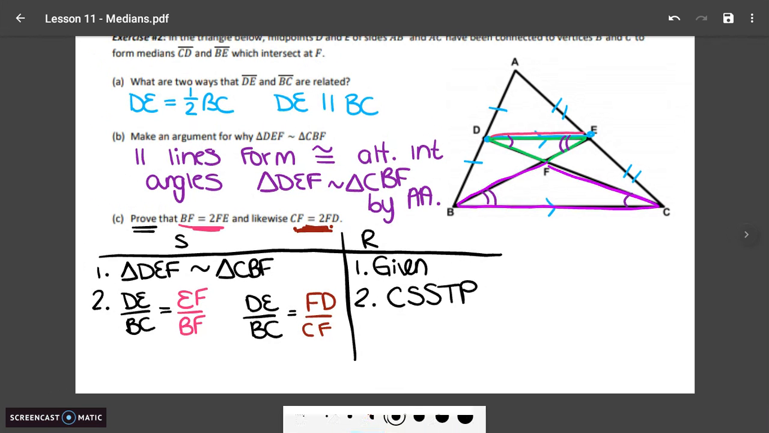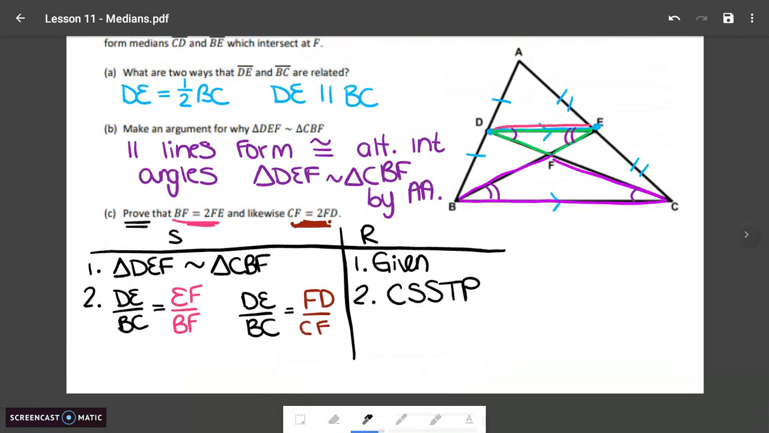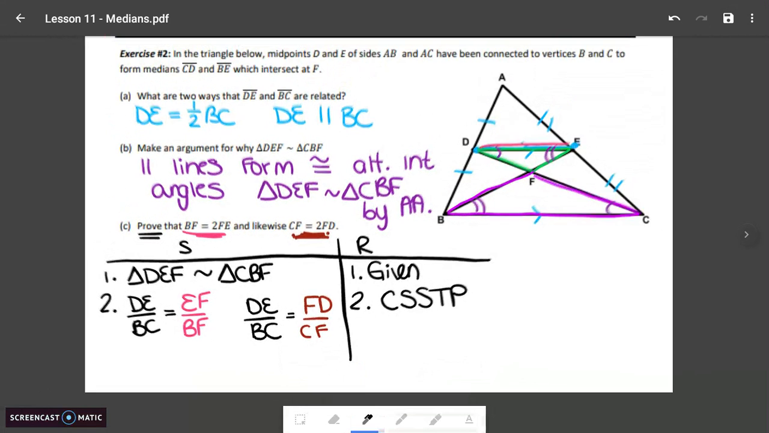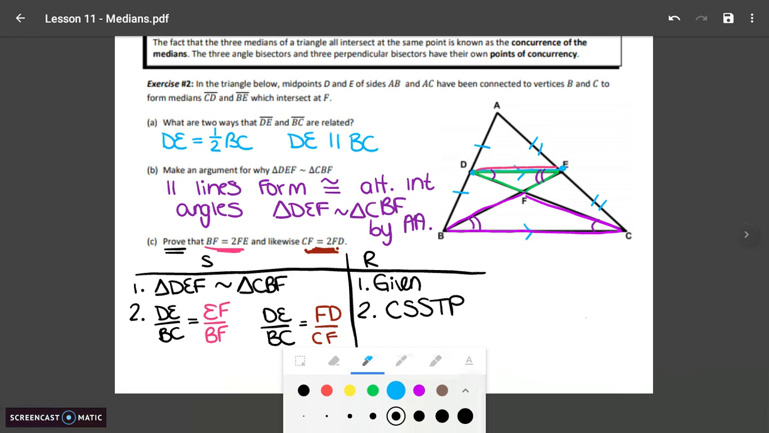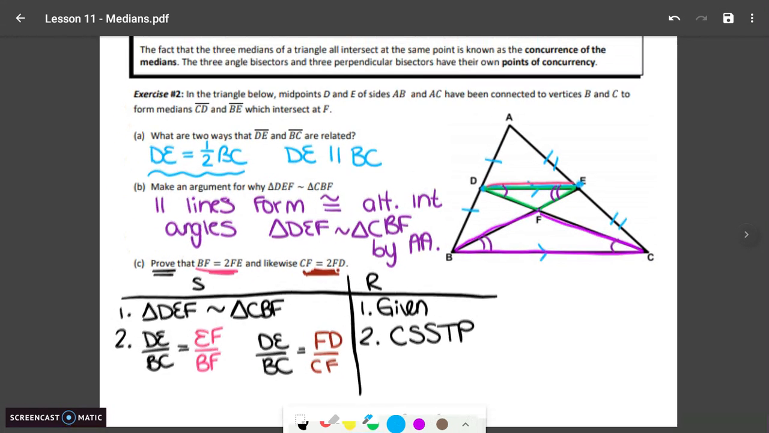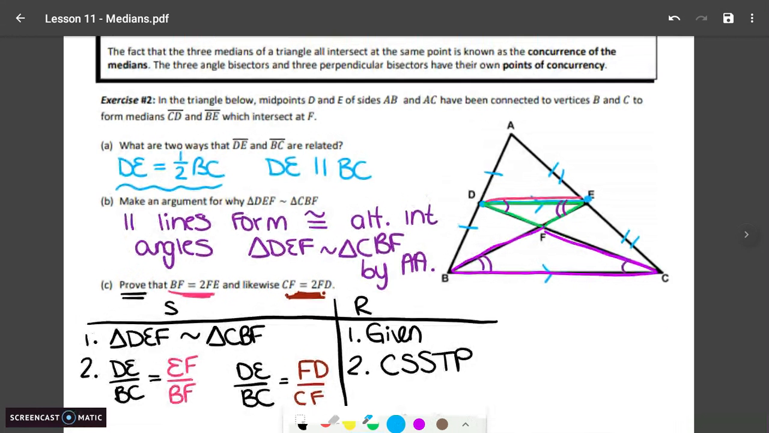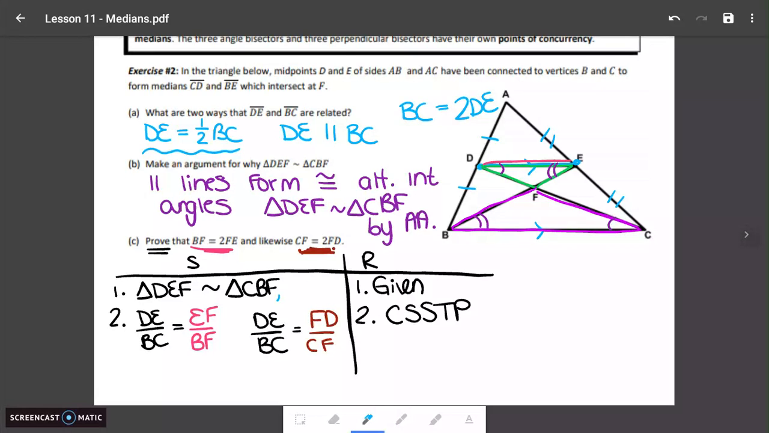So I could go through cross multiplying, but it's not asking me for the product of the means. Instead, what I know is we also already shown that DE is equal to 1/2 BC. Now that's just the same as having BC is equal to 2 times DE. So I know that already.